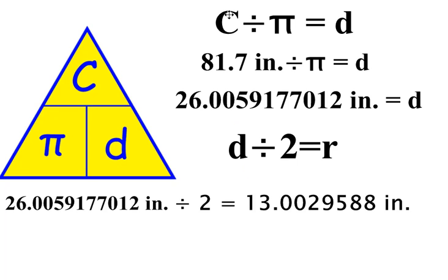Okay, so just to recap very quickly, circumference divided by pi is going to give you diameter. Once you have the diameter, dividing by 2 will give you your radius. And that's pretty much it.